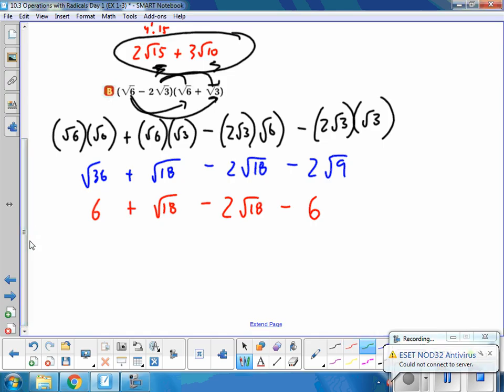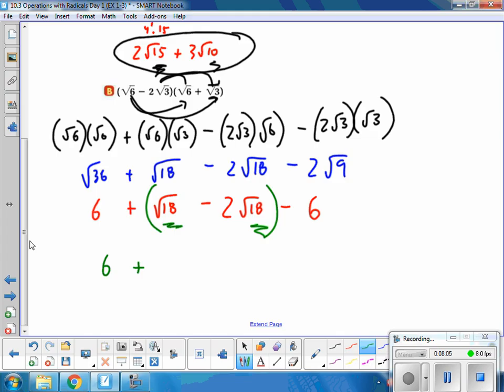Looks like I'm running a little short on room here. Now I'm going to look at these guys. I have a common term here, so I've got 6 plus. I can pull these together. So it's going to actually be negative. I'm going to look at it as subtraction. 2, and then actually, let's look at this for a second. Before we do this, there's a common one. Remember, there's a 1 here. So I'm going to look at this as plus, and I've got 1 minus 2 times the square root of 18 minus 6. Okay, a little more room.